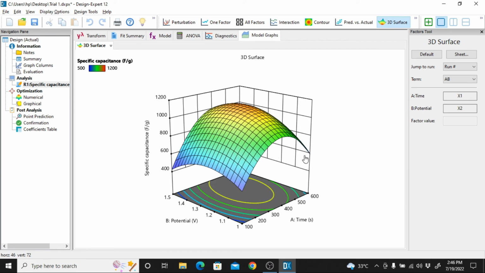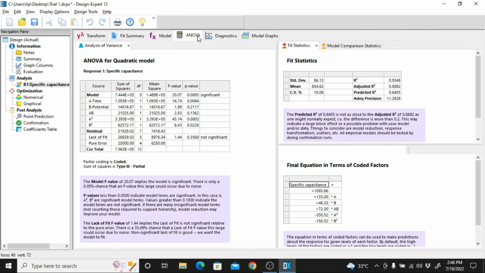So it's very good. To make the data more reliable, you must go back to the ANOVA and increase your predicted R-square value. If you increase this value, it means that your graph is more reliable and your error might be smaller.